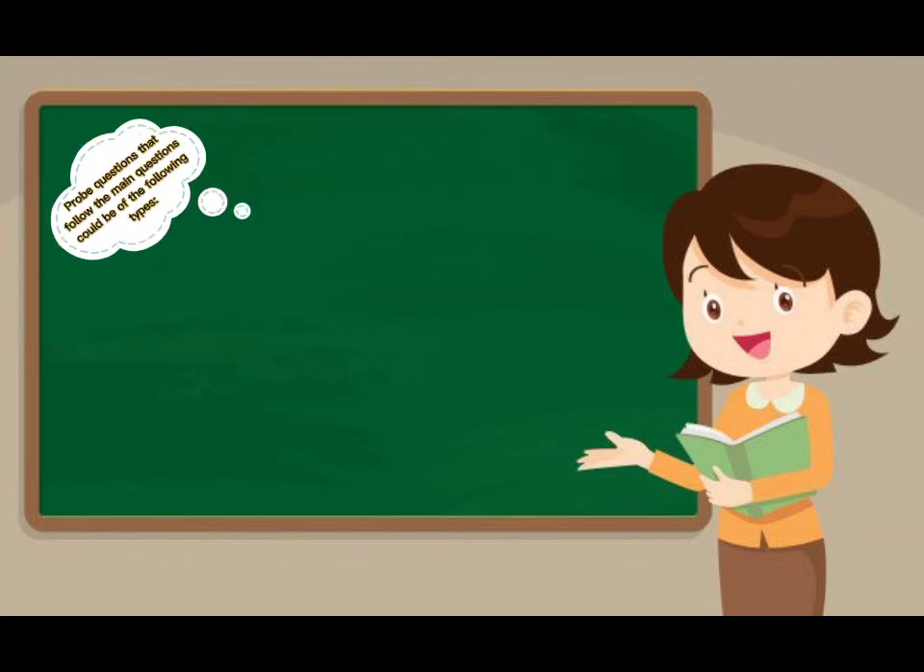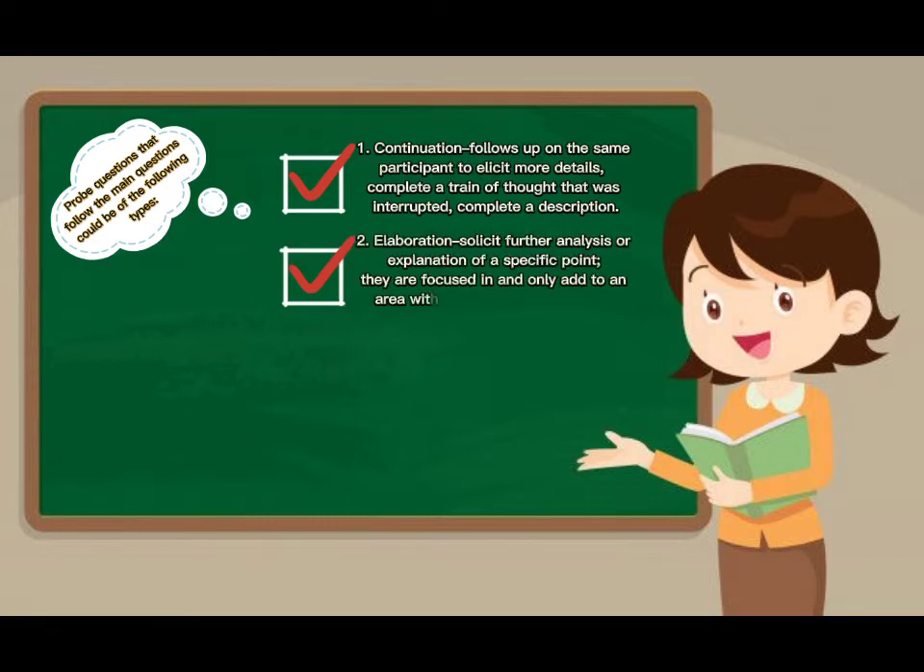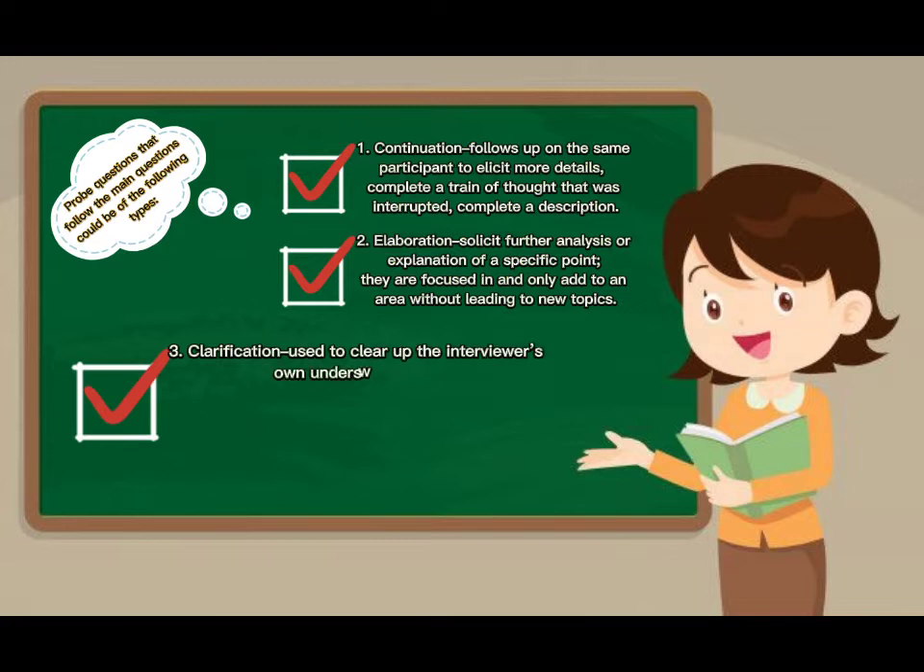Probe questions that follow the main questions could be of the following types. 1. Continuation follows up on the same participant to elicit more details, or complete a train of thought that was interrupted, or complete a description. 2. Elaboration solicits further analysis or explanation of a specific point. They are focused in and only add to an area without leading to new topics.